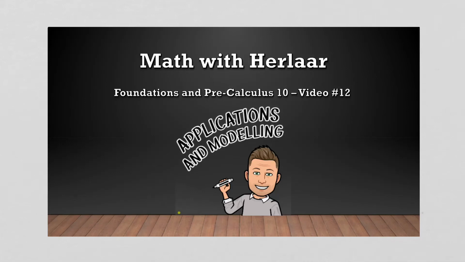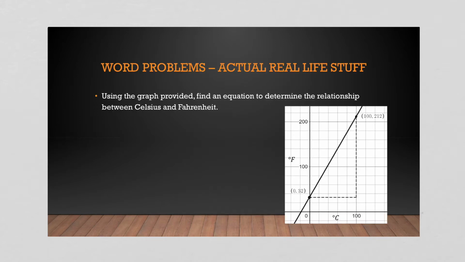Okay, Pre-Cal 10, here we go. Everybody's favorite, applications and modeling, which is just fancy words for word problems, real life scenarios that you always ask for, but then you never actually want to think about. So here we go. Using the graph provided, find an equation to determine the relationship between Celsius and Fahrenheit.